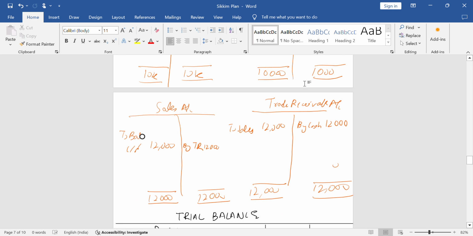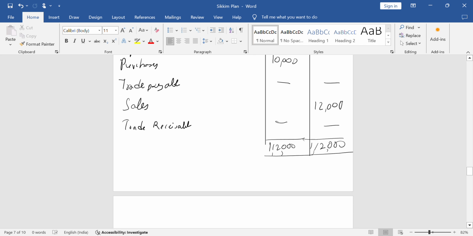Similarly, in case of trade receivable as well, we sold rupees 12,000 of goods to trade receivable. Then we received the payment. So the account is balanced. We didn't use any to or by balance carried down here. So it will also not be posted in trial balance. See, it's empty over here. Trade payable 0, trade receivable 0.